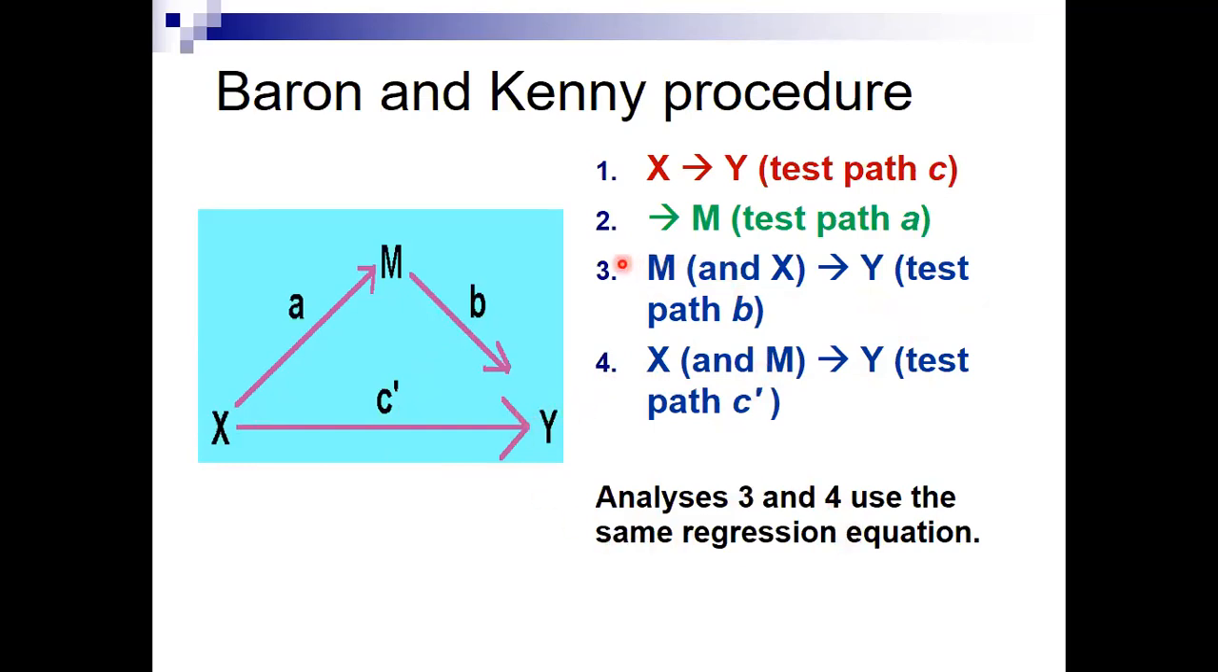Using the same regression equation, of course, in part 3 and 4. But in part 1 and 2, you're using the X on M. I mean, in part 2, you're using the X on M regression. But in part 1, you're using the X on Y in the absence of M. Okay, so that's the idea there.